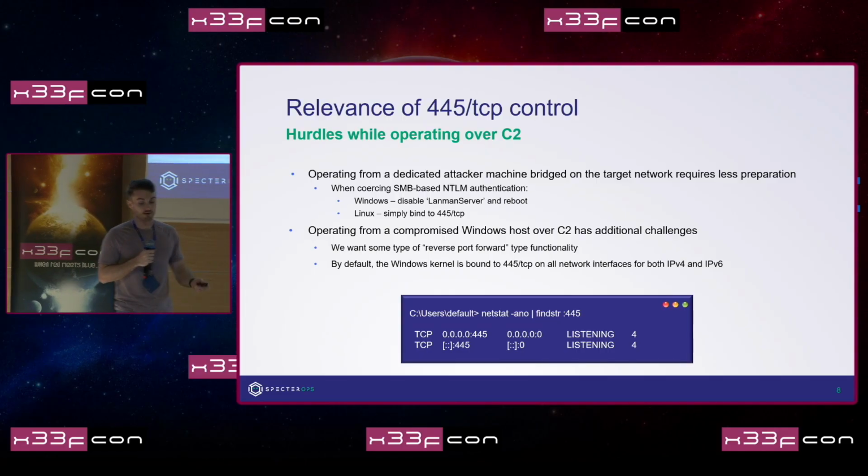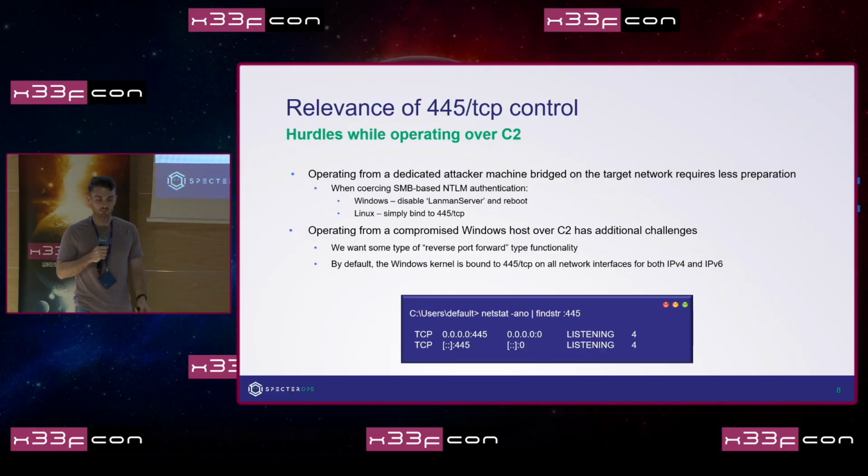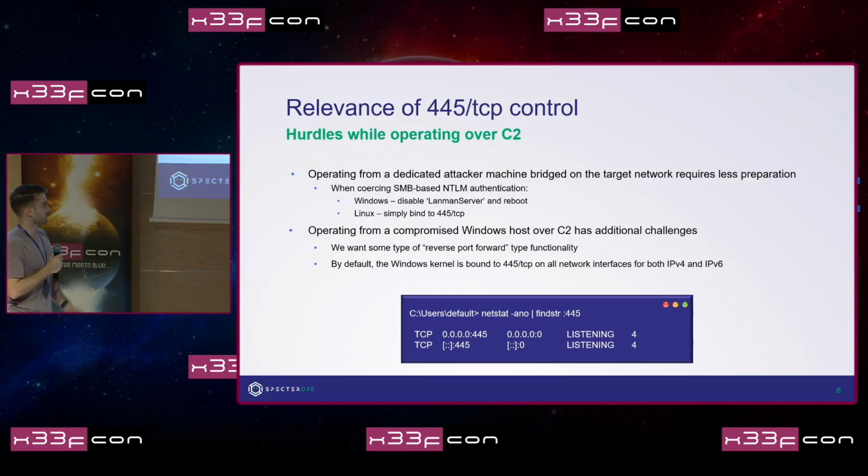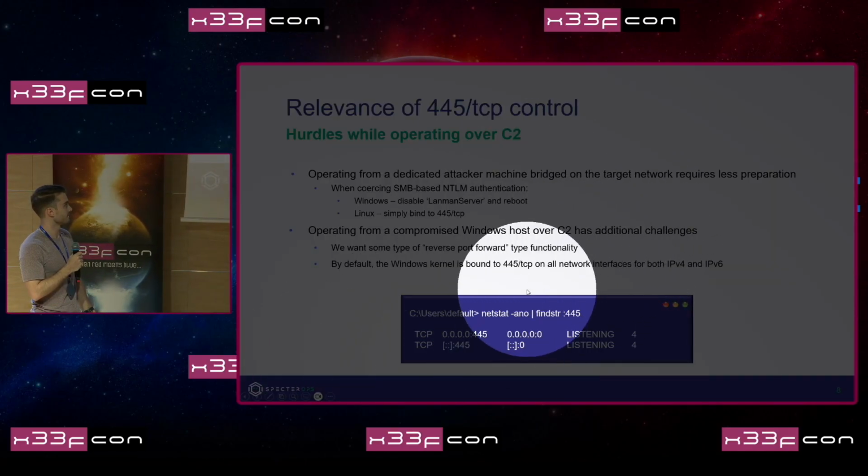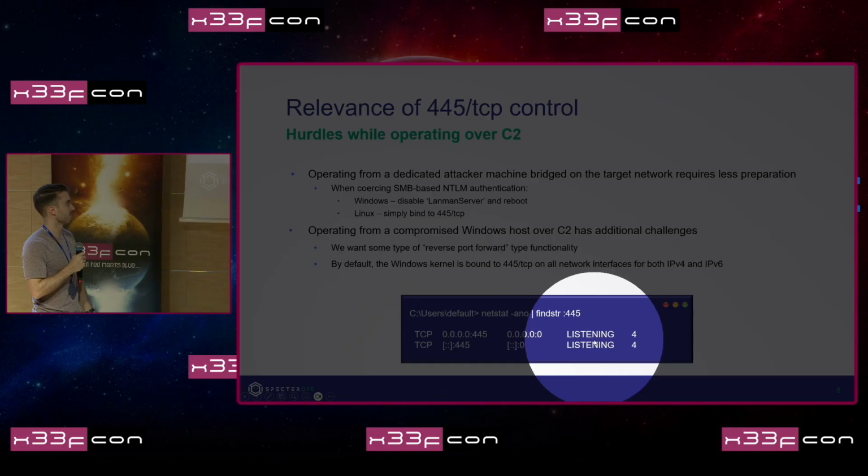Operating from a compromised Windows host, however, so like operating through an agent, for example, is typically a lot more involved, and ultimately we want to end up with some sort of reverse port forward functionality. What I mean is you coerce some traffic, it comes back to your compromised host, and you need a way to tunnel that traffic out to do some type of relay, tunnel it back into the network. And the root of the problem is that by default, the Windows kernel is bound to 445 TCP on all network interfaces for both IPv4 and IPv6. You can see a little pseudo terminal here where we run a netstat command and show that 445 is bound, listening by something.